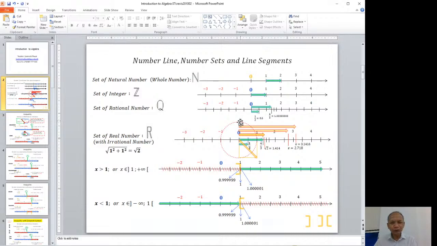First, we have to recall about the number line, number set and line segment.